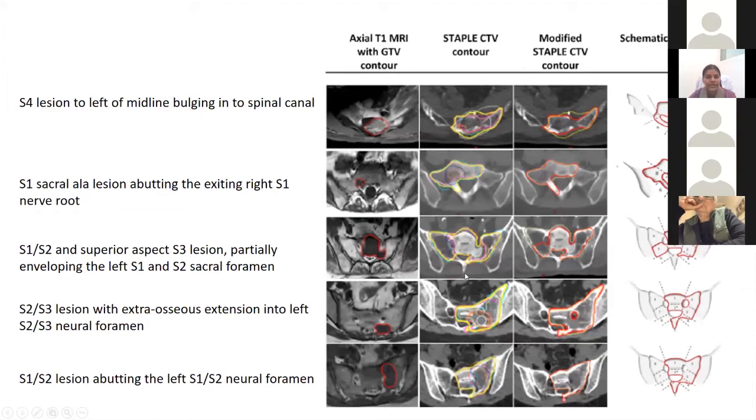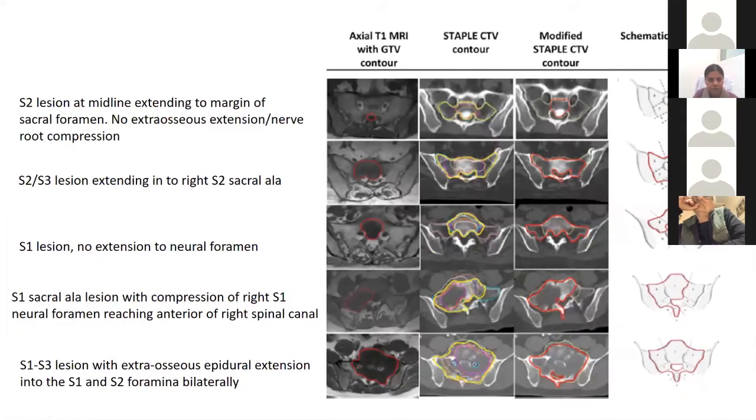So these are the guidelines that they have given depending on the extent in that sector, and also whether the lesion is bulging into a neural foramen. These CTV guidelines have been described, and you can go through these in detail in the original publication.